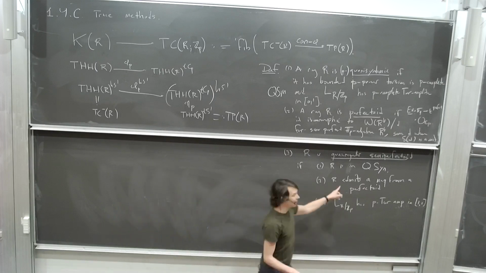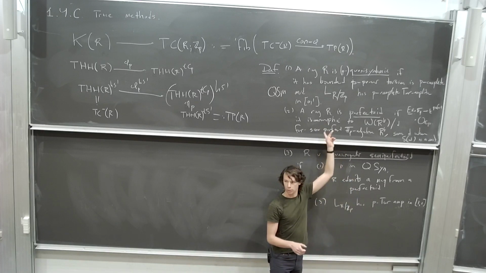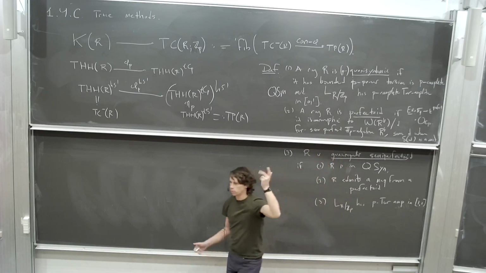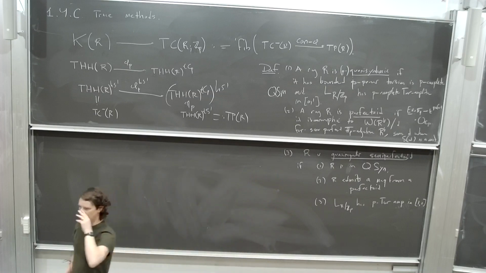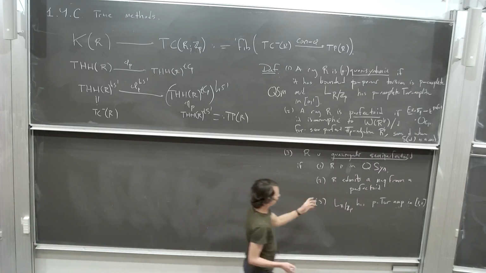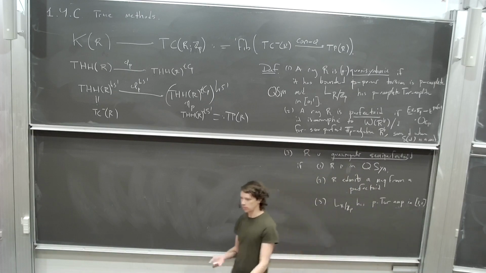It admits a map from a perfectoid. Any map from a perfectoid ring, a map of commutative rings. So like any F_p-algebra, any characteristic p commutative ring which satisfies this condition would be quasi-regular semiperfectoid.